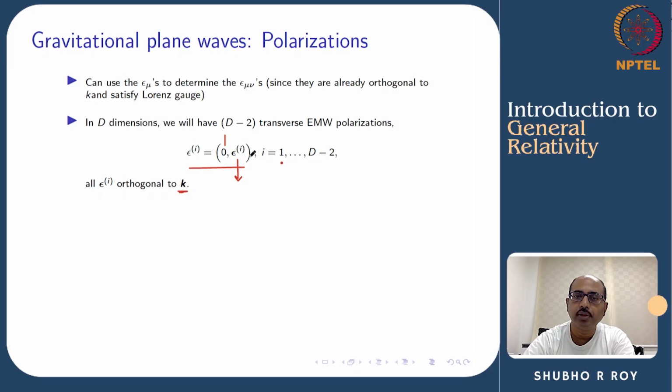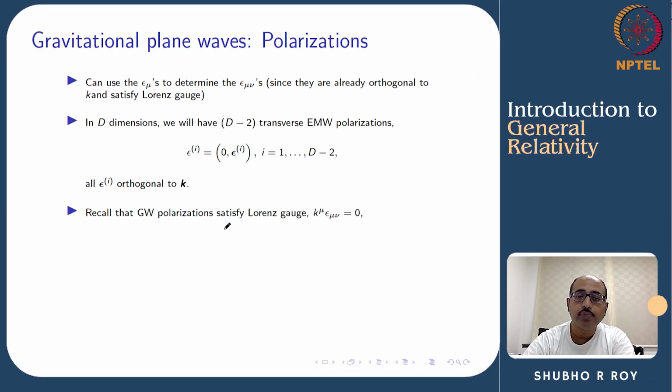So this I index within the parentheses is a label. This is not a Lorentz index. This is a label to which one. And it can take values from 1 to D-2. These spatial 3-vectors are all orthogonal to the direction of propagation.